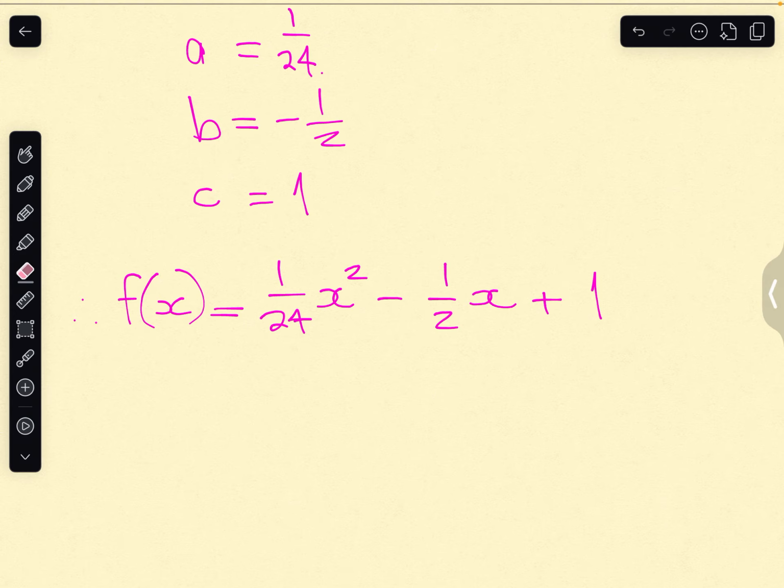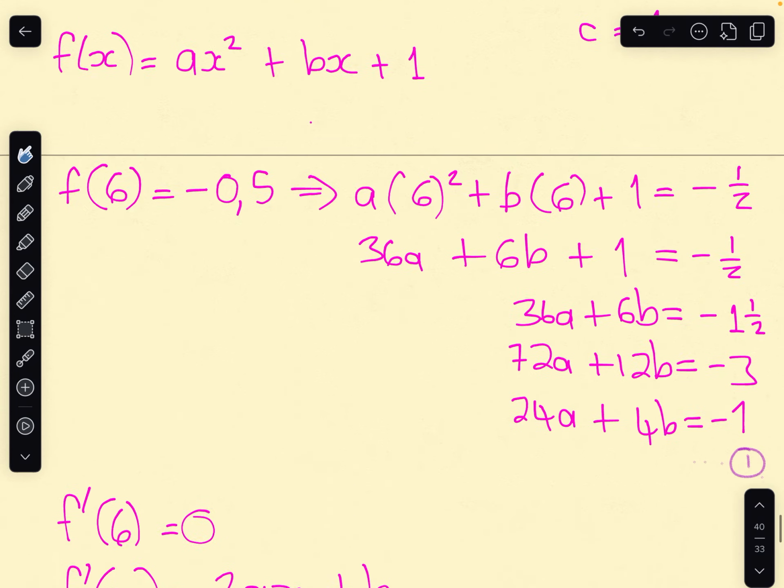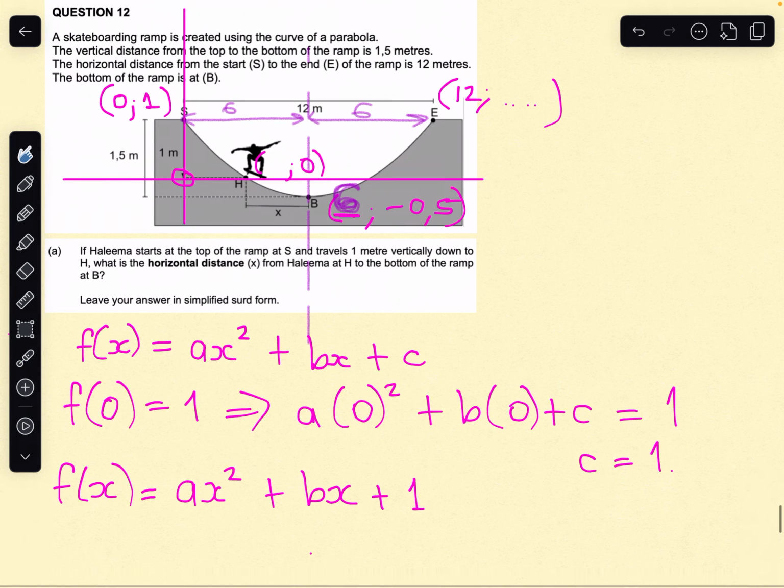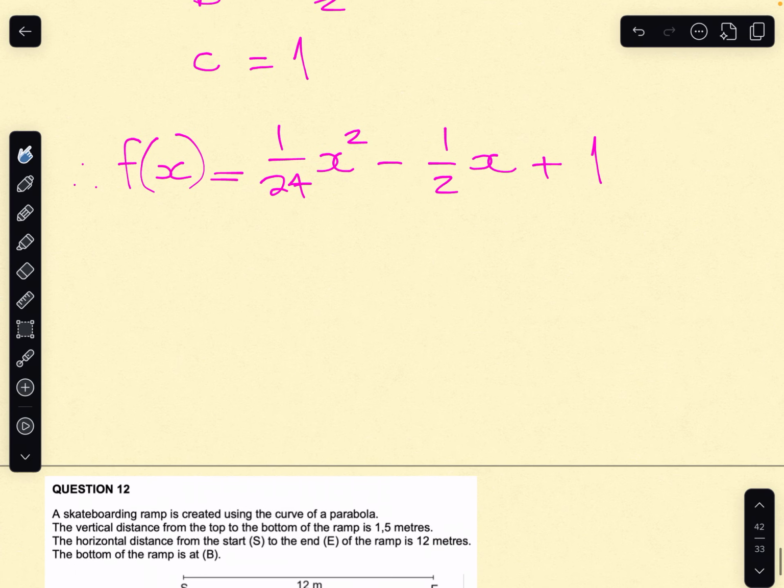Why were we getting this? We're getting this function because we're trying to find the coordinates of h, which is one of our x-intercepts. So let's go ahead and find the x-intercept, which occur when y is equal to 0.